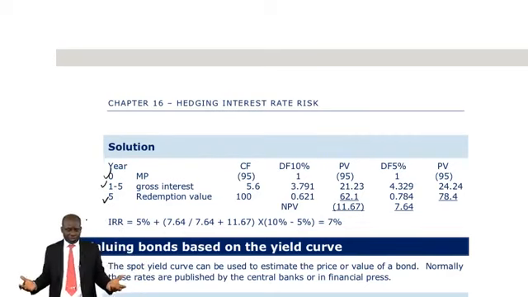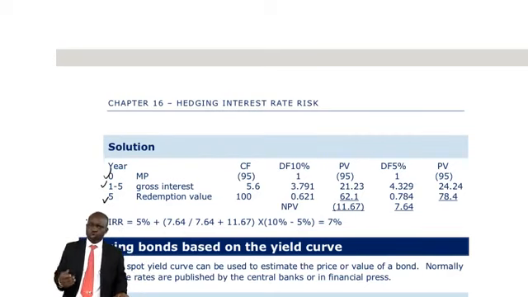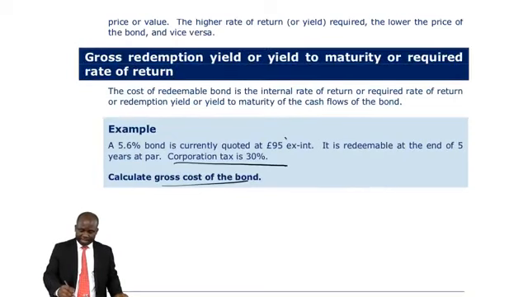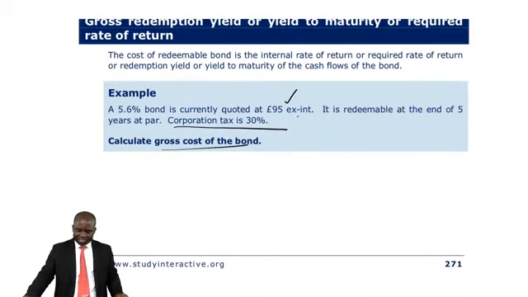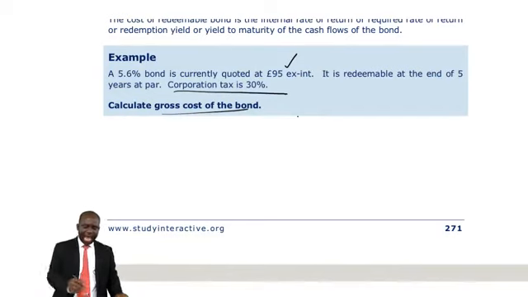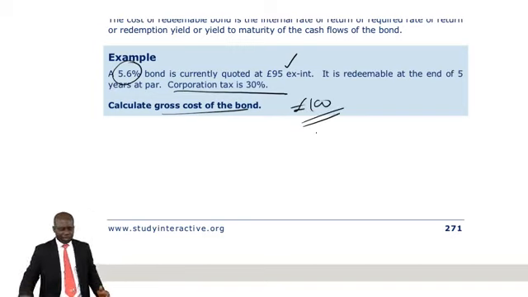We've done this already. That's why I'm leading you through. I need to get the ex-interest market price of the bond, which the question said the market price is what? 95 ex-interest. Every year, I have to get interest of 5.6. 5.6 of nominal. If they don't tell you, you assume it is 100 of the currency. 5.6 of 100.